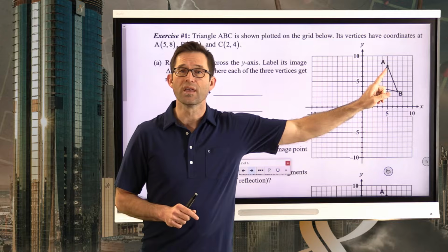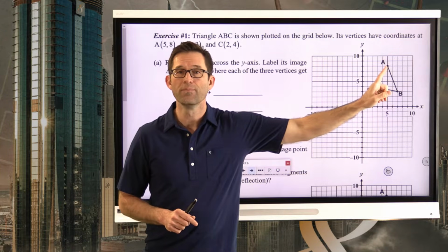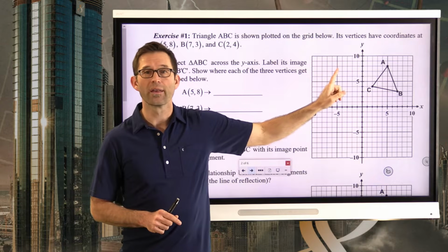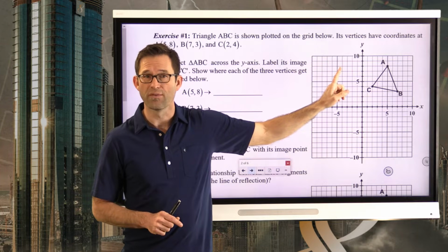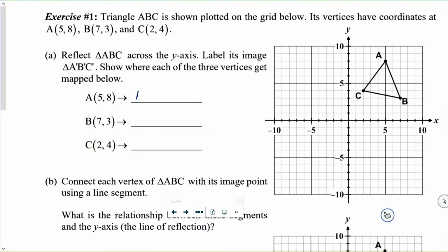Because the idea is that A, if folded over, A here is at (5, 8), and if folded over, it would land on (-5, 8). Let's actually write that down right away. So A would get mapped to A prime at (-5, 8). It'd be right here. There it is, A prime.